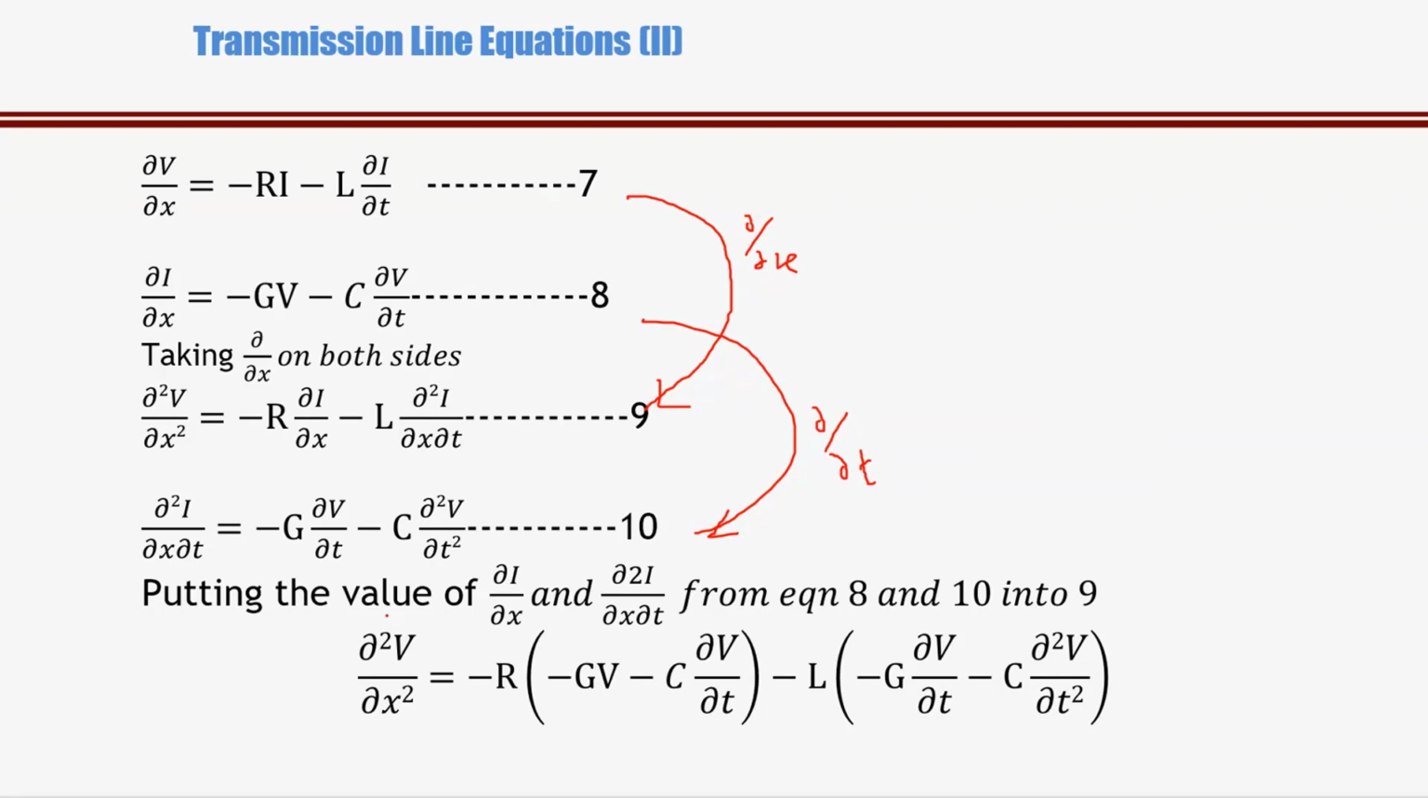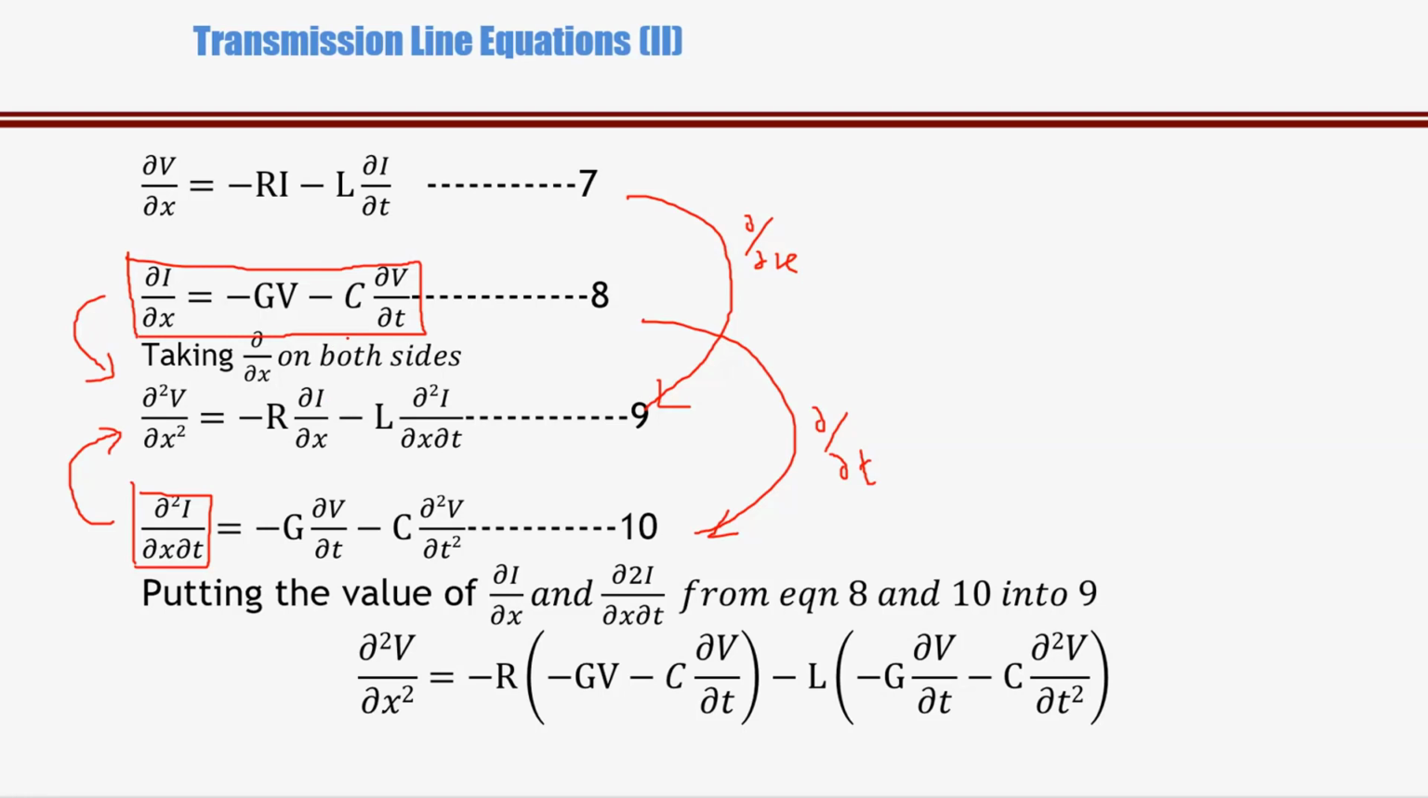Right, then what adjustment should I make? Putting in the value of ∂i/∂x. Now what did I get for ∂i/∂x, and for ∂²i/∂x∂t? These come from equations 8 and 10, and they are both to be substituted into equation number 9. Now in equation number 9 we have to put the value of ∂i/∂x and the value of ∂²i/∂x∂t.